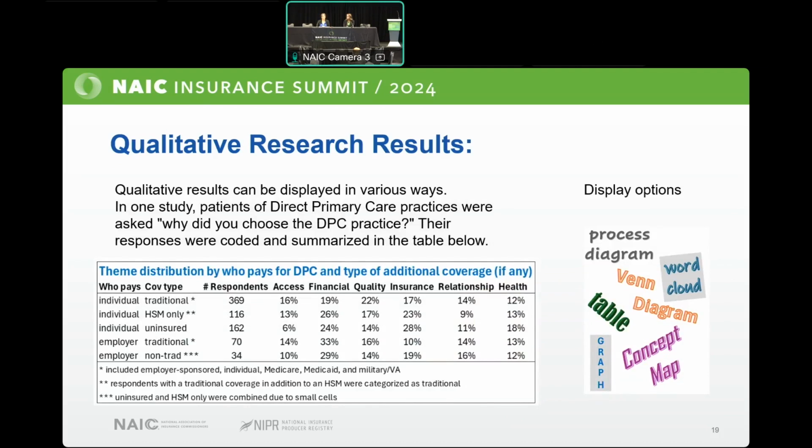So I have some examples from that, but this is a survey that was done with direct primary care patients. So people who use that kind of practice, who go to a direct primary care doctor and either pay the DPC monthly fee themselves or perhaps their employer pays it on their behalf as a benefit. And the question was, why did you choose the DPC practice?